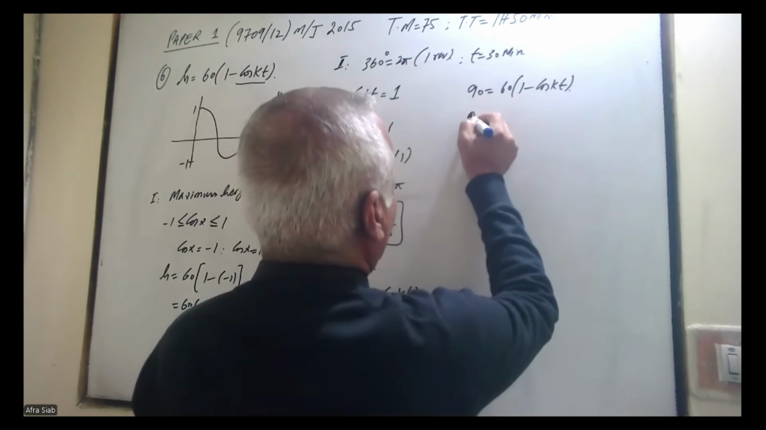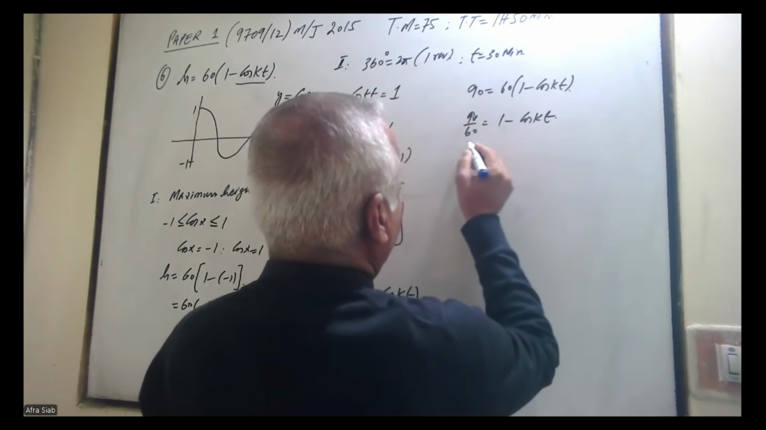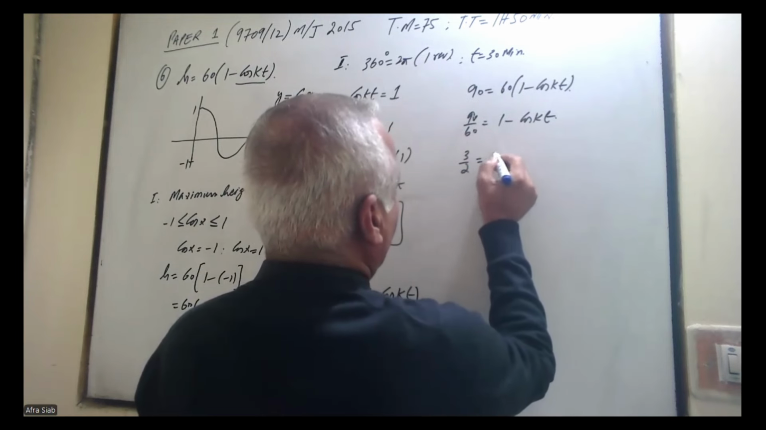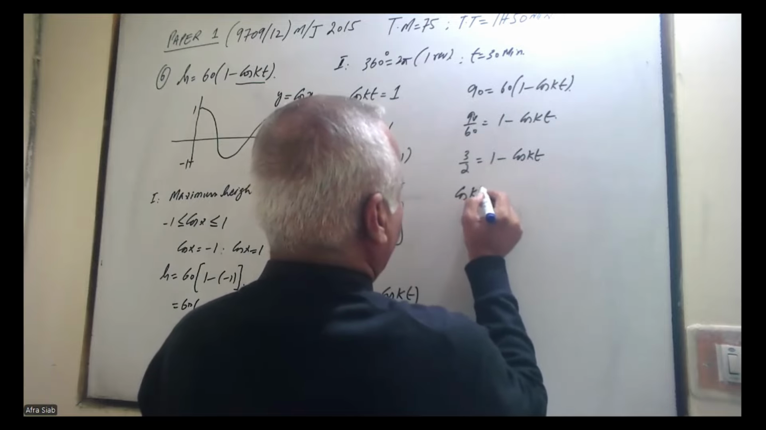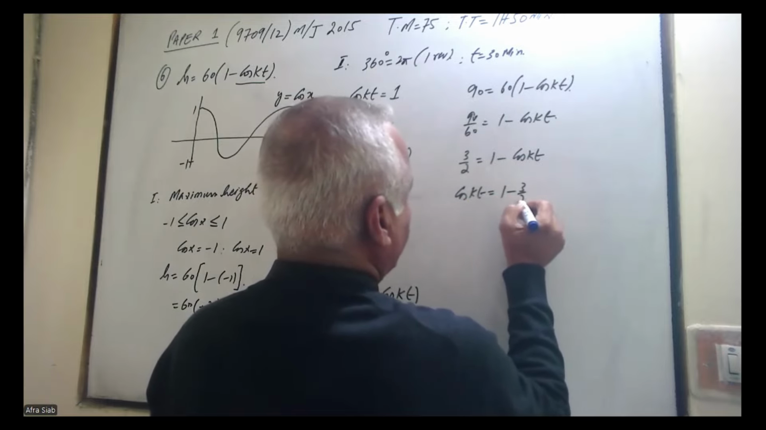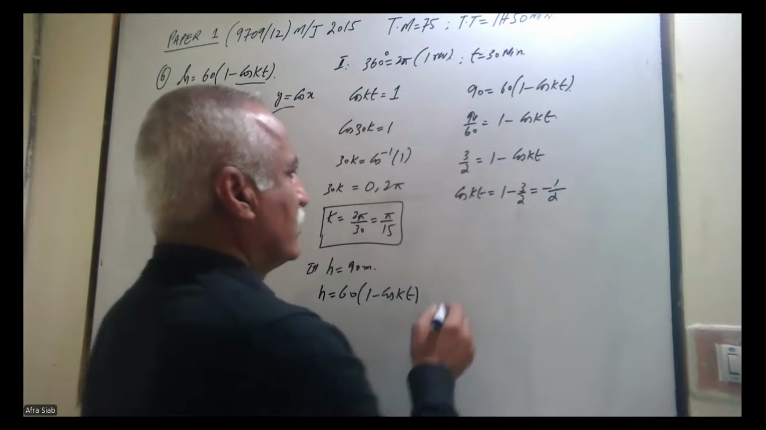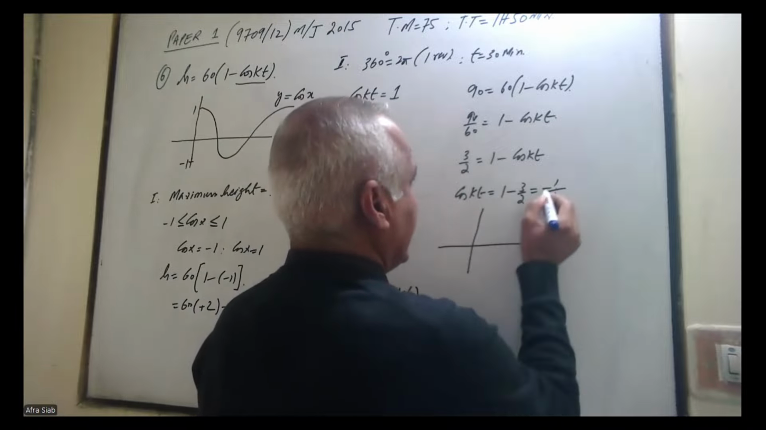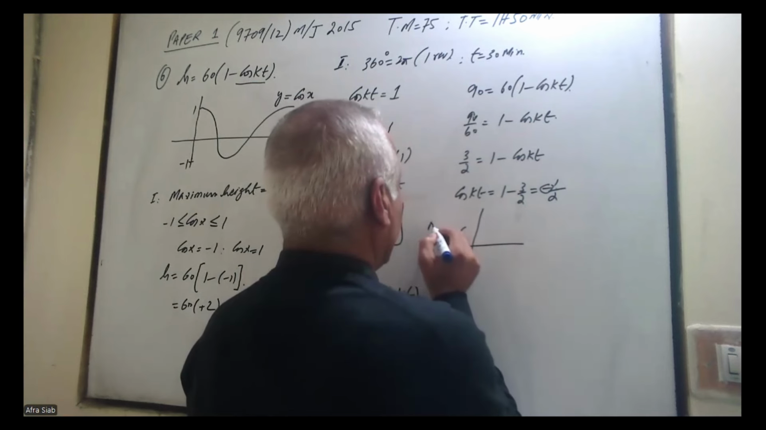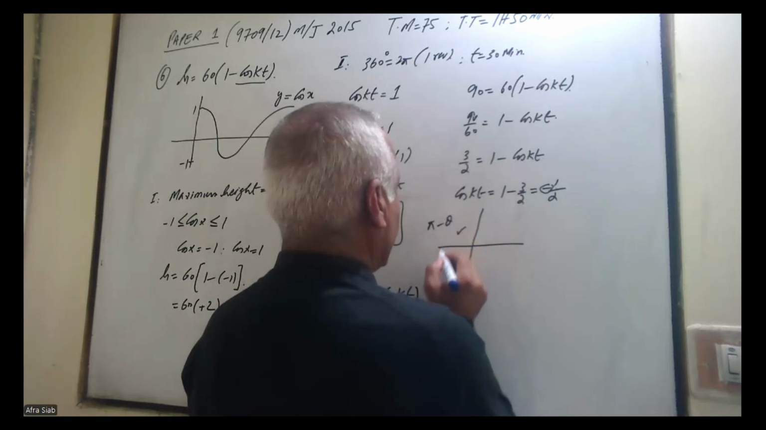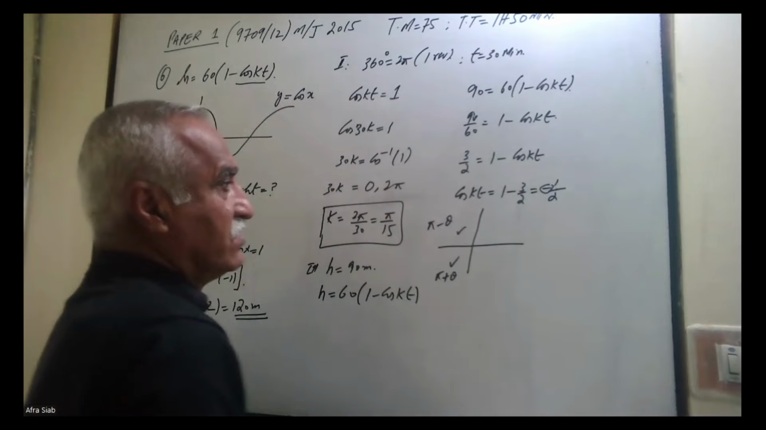So it should be equal to 90 over 60 is equal to 1 minus cos of kt, that is equal to 3 over 2 is equal to 1 minus cos of kt, or cos of kt is equal to 1 minus 3 over 2, that is minus 1 over 2 there. But we know that cos is negative in the second and the third quadrant. In the second quadrant, you take the values pi minus theta and pi plus theta in the third quadrant of that.